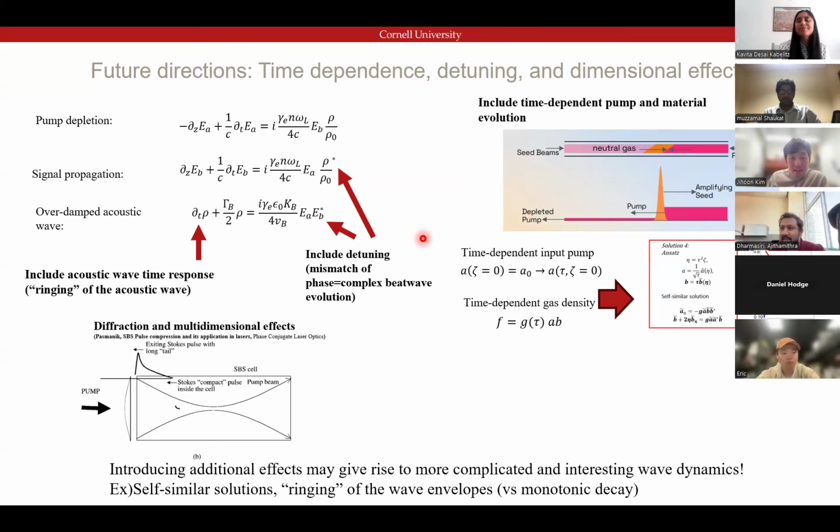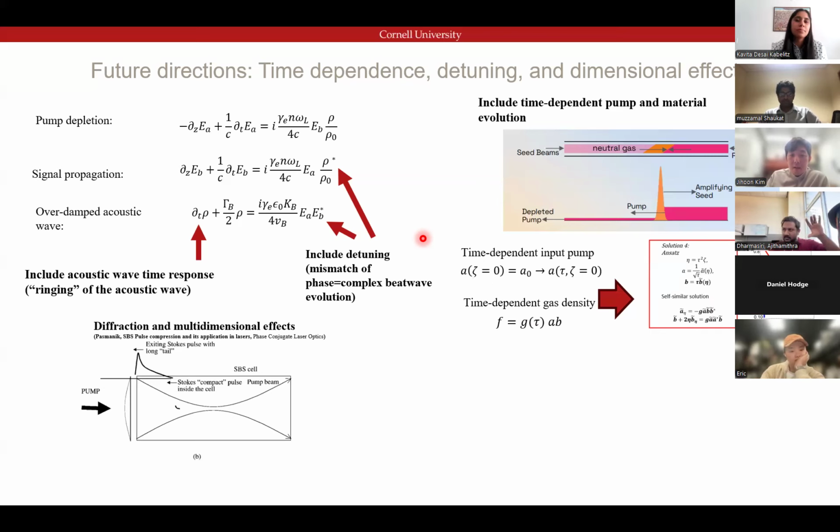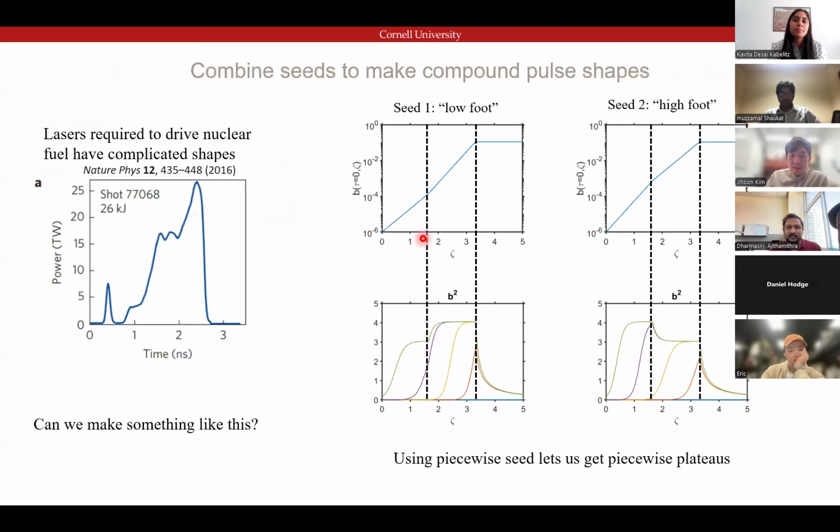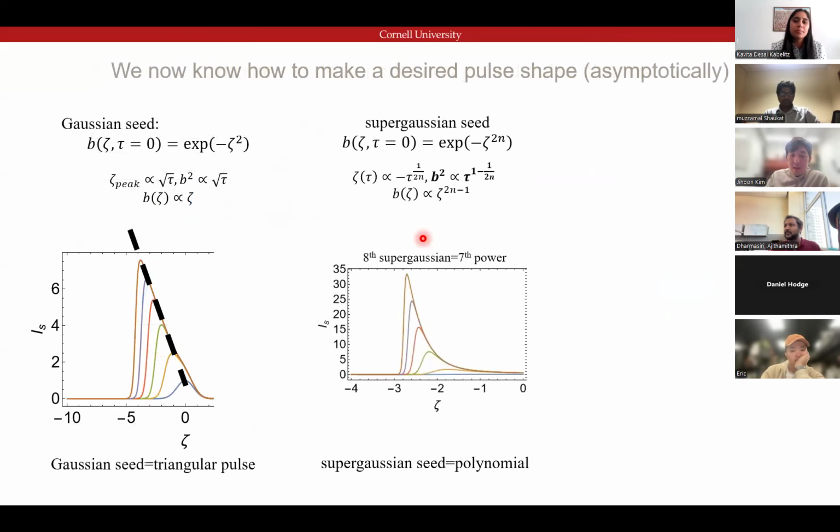This is AJ, and wonderful talk, Jihoon. Thank you. I have a really simple question. For the seed, you took three cases: Gaussian, super Gaussian, and exponential. So this is the pulse we are talking about, right? What do you mean by exponential? You're talking about the front of the pulse, or what does it physically mean?